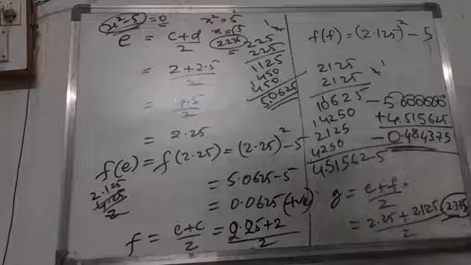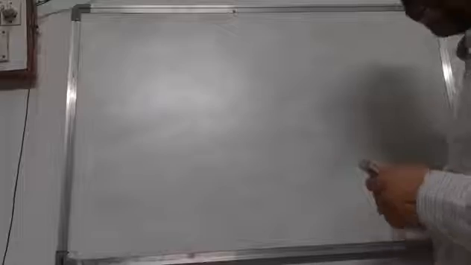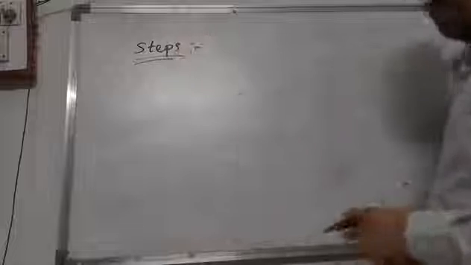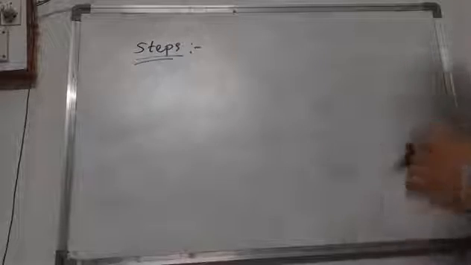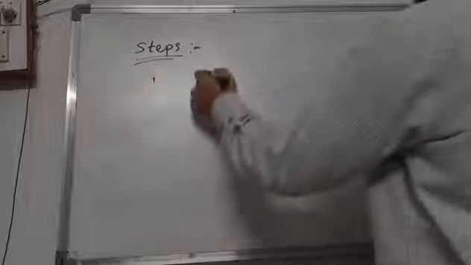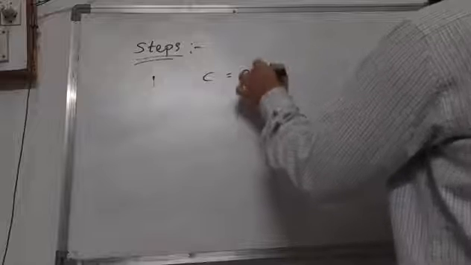Next we shall see how to write the program. If you consider the steps, to write the C program we require some steps. Number 1. The first step is to find the middle point, that is C equals A plus B by 2. This is number 1.